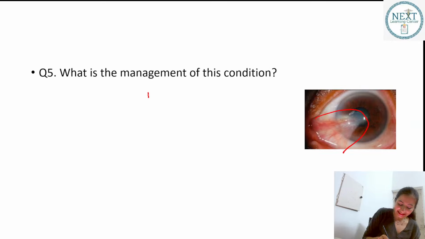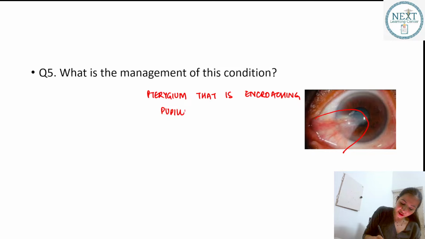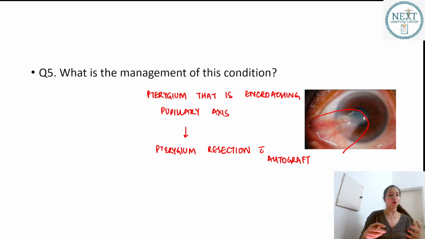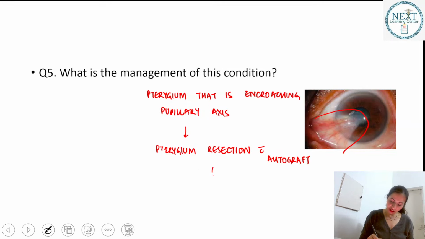This is your pterygium that is encroaching the pupillary axis. Now I have told you, whenever you have a pterygium that is encroaching the pupillary axis, you have to go for pterygium resection along with autograft. What is the name of this pterygium resection that is done along with the autograft? The name of the surgery is PERFECT surgery.